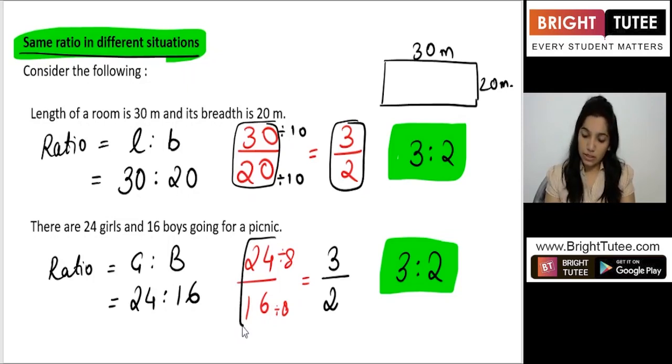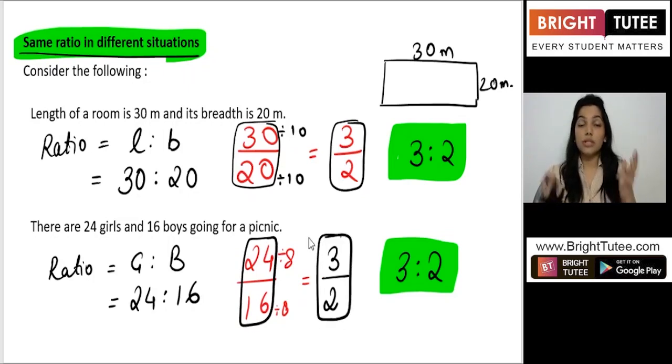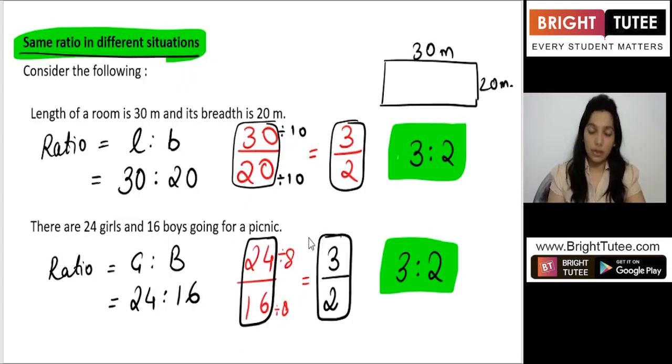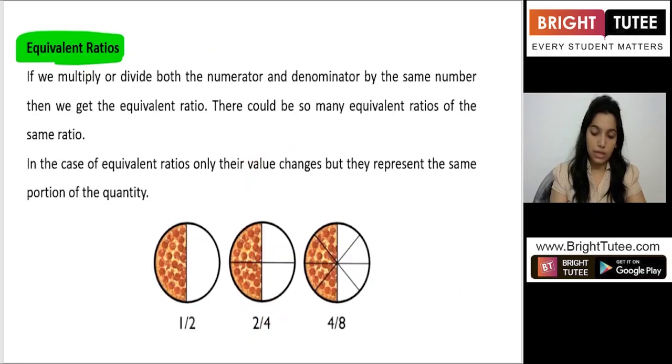Similarly, 24 over 16 can be written as 3 over 2. So this also is an example of equivalent fractions. Is that right? The same thing we are going to learn now is about equivalent ratios. What you have just learned is basically how we were working with equivalent ratios. It says if we multiply or divide both the numerator and denominator by the same number, then we get the equivalent ratios. We just did this, right?